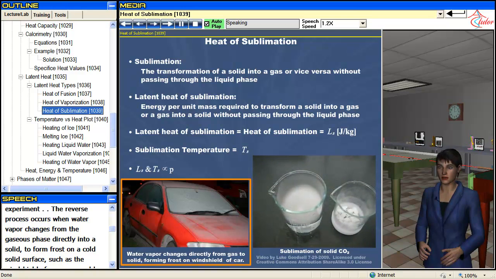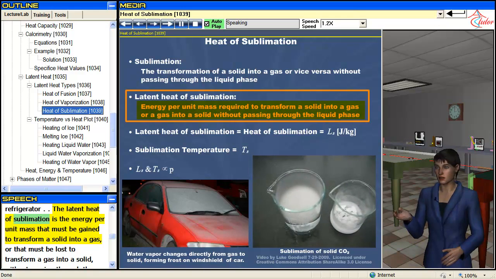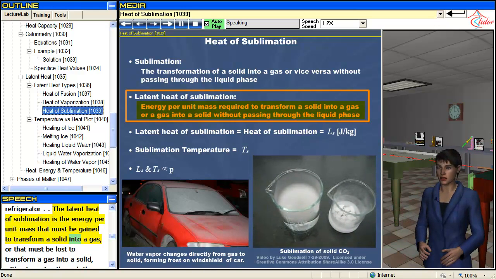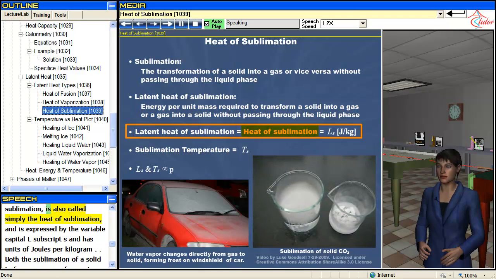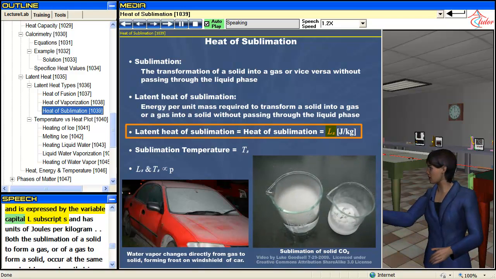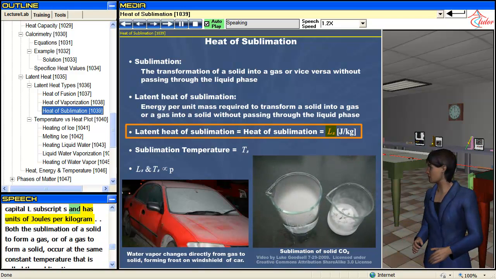The latent heat of sublimation is the energy per unit mass that must be gained to transform a solid into a gas, or that must be lost to transform the gas into a solid, without passing through the liquid phase. The latent heat of sublimation is also called simply the heat of sublimation, and is expressed by the variable capital L subscript S, and has units of joules per kilogram.